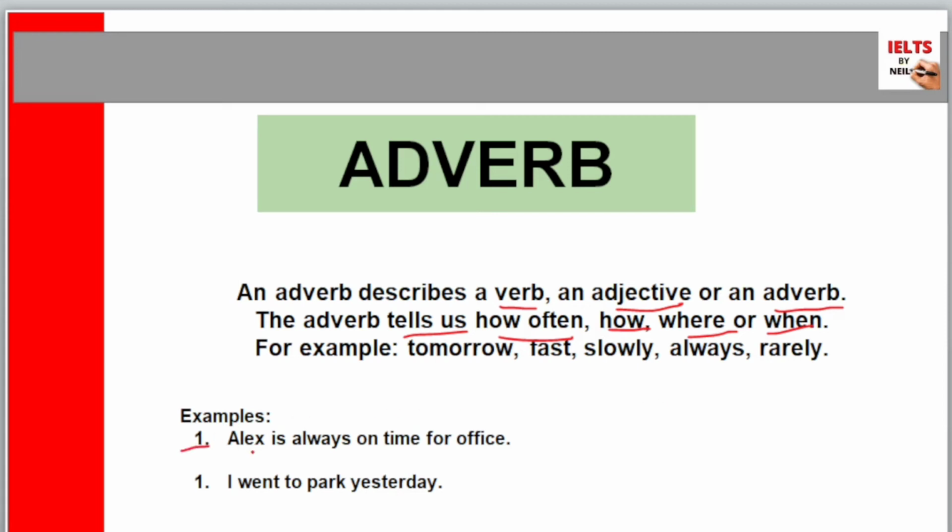Number one is Alex is always on time for office. So this is telling us how Alex is for the office. Alex is always on time. So always is an adverb in this one. And look at the next one. I went to the park yesterday. When did I go to the park? Yesterday. So yesterday is an adverb in this one.